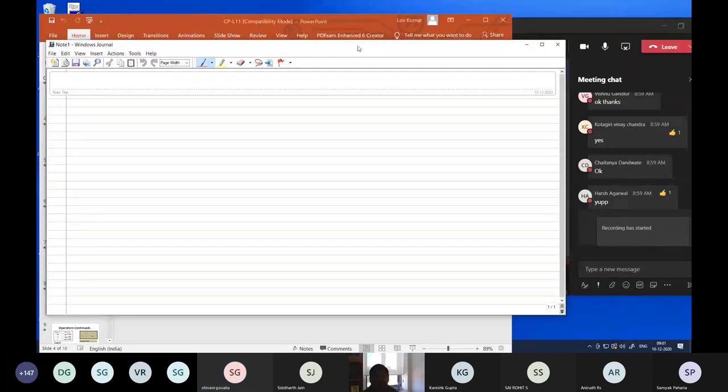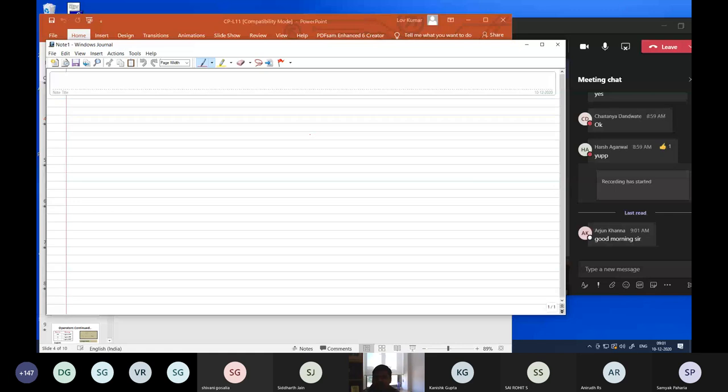In the previous class, we have already discussed that if you are going to create any variable, then first we have to write the data type. Basically, we have discussed three or four different data types. One is called integer, second is called character, and third is called float.